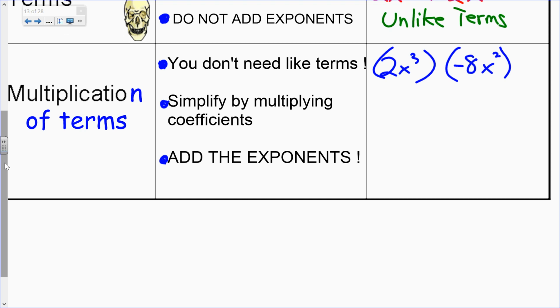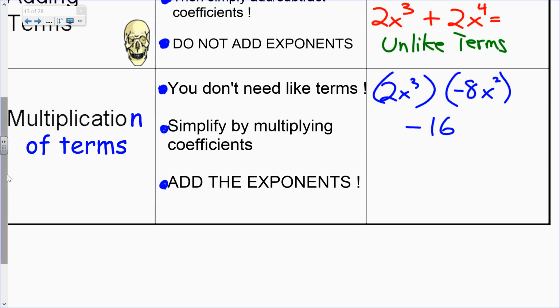Second bullet, simplify by multiplying coefficients. Coefficient here is 2, coefficient here is negative 8. What's 2 times negative 8? Negative 16. Now look at the third bullet. It says add the exponents. So it'd be negative 16 x to the fifth. Done.